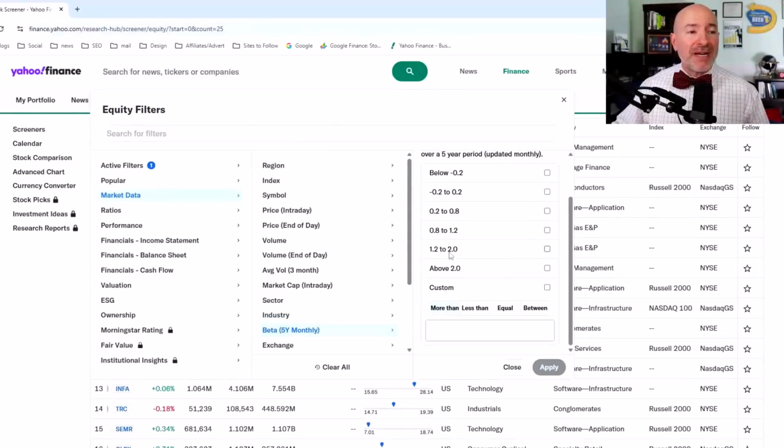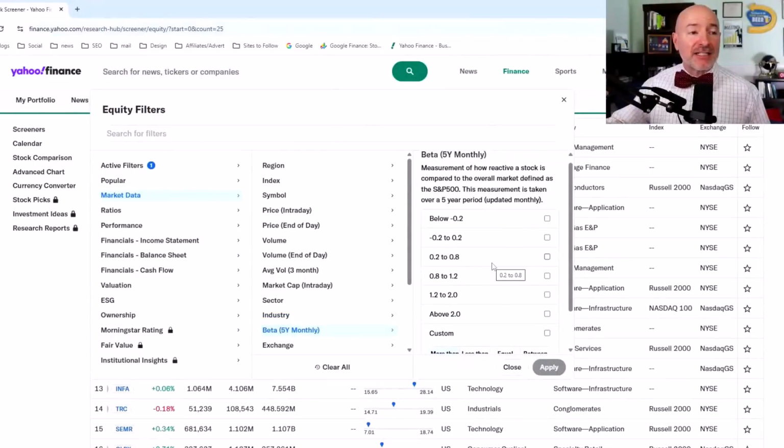We'll also look at the beta here. Now, beta is, like it says here, a measurement of how reactive a stock is compared to the overall market. Okay, a beta is a very good indication of how risky a stock is, how much it goes up and down. This measures how much a stock goes up and down compared to the market. Say the market, which is usually the S&P 500 here, went up 1% on a day, how much would that stock typically go up or down?